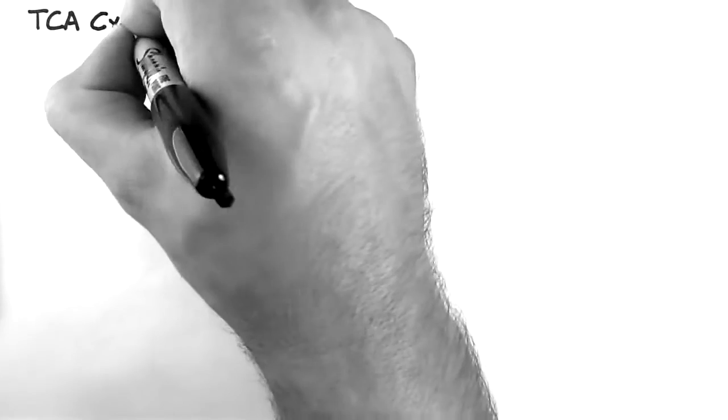Hi, this tutorial is the third in the Cellular Respiration series. In this tutorial, we'll be discussing the TCA cycle. The TCA cycle is also known as the citric acid cycle or the Krebs cycle. So let's jump right in.